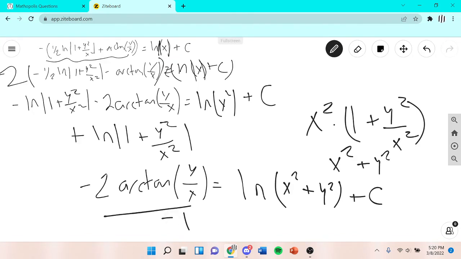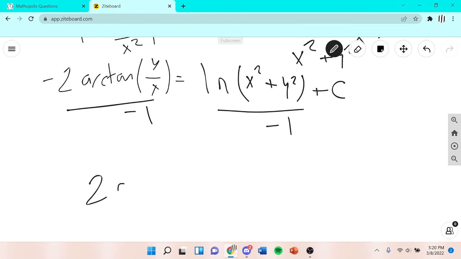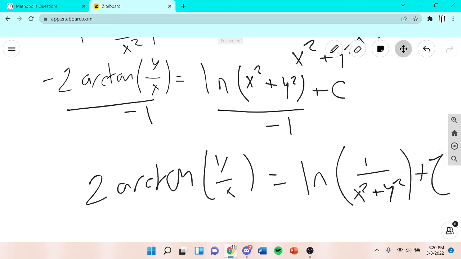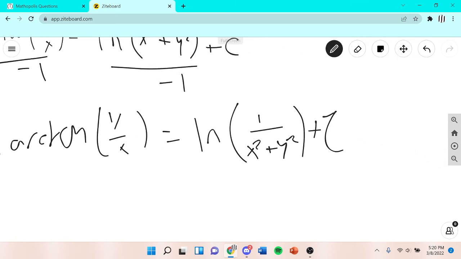So let's just divide by negative 1 on both sides. So arctan of y over x is equal to, well, negative 1, so it's going to become ln of 1 over x squared plus y squared plus c. And how they like doing this is because this could just be ln of some other c. You basically just multiply it, so this c here becomes c here. So this should be the form it is in.